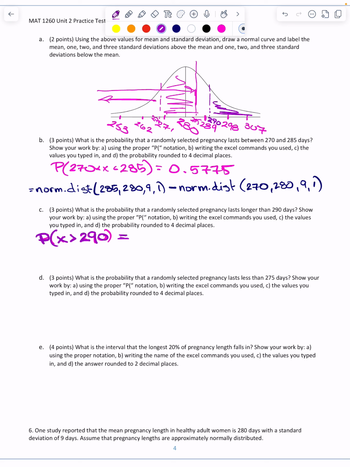When we use the normal distribution function in Excel, it gives us the left-hand side. So when we plug this in, we're going to take our normal distribution, norm.dist, and that probability we get, we are going to subtract from 1. Because I don't want the left-hand side, which is what this Excel command gives me. I want the right-hand side. So when I do that, I get 0.1333.